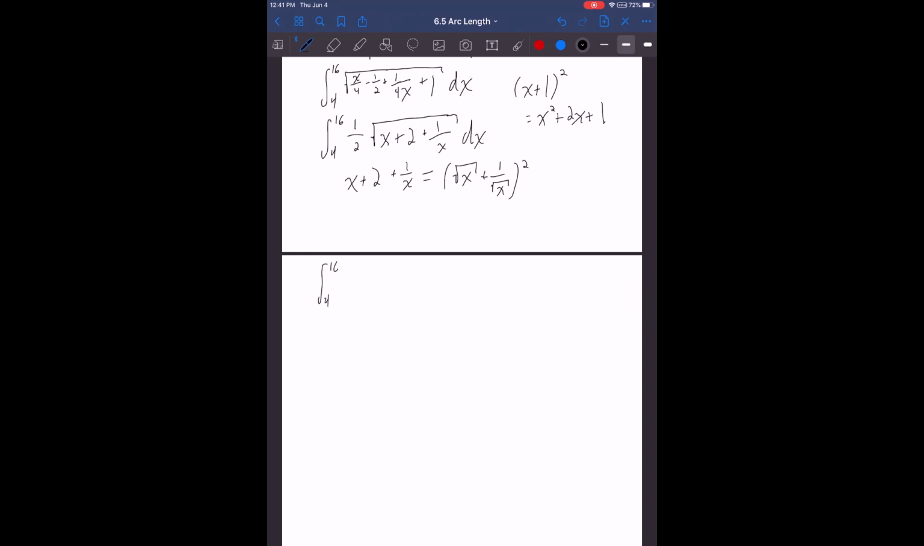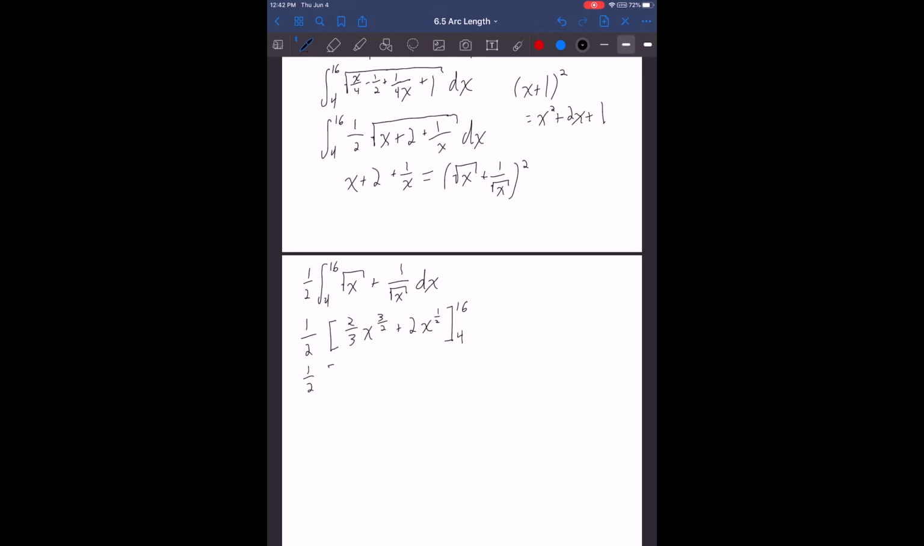So we can then simplify this integral further and get that this is the integral from 4 to 16, pulling the 1/2 outside, of the square root of x plus 1 over the square root of x dx. Taking integrals is going to lead us to 1/2 times: the integral of square root of x is 2/3 x to the 3/2, and then this x to the negative 1/2 will become 2x to the 1/2, evaluated from 4 to 16.